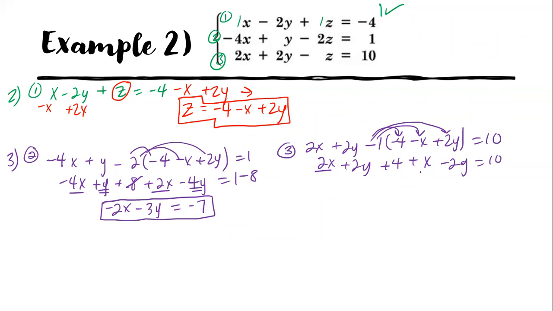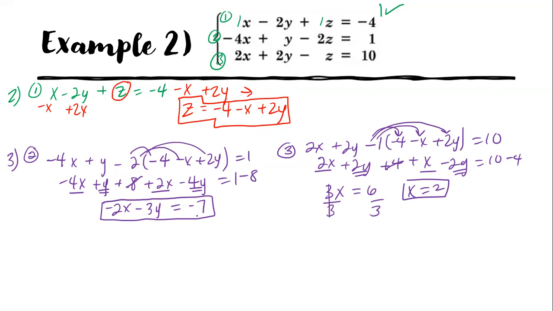Combine like terms: 2x and 1x is going to make 3x. 2y and -2y is going to go away. That makes 0. Does that make sense when I say go away? And then I'm going to subtract 4 to get it to the other side. So I'm left with 3x equals 6. Okay? And I can actually simplify this, get x by itself, because it's down to one variable. So x equals 2.